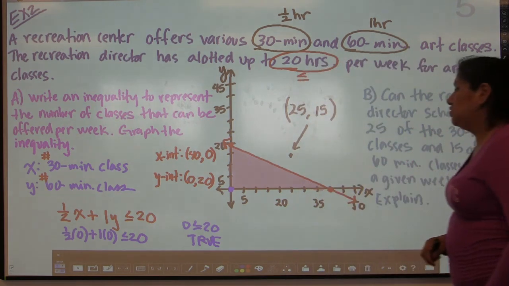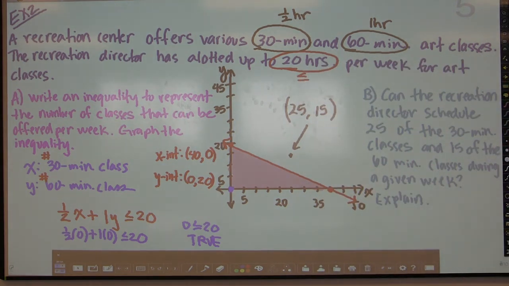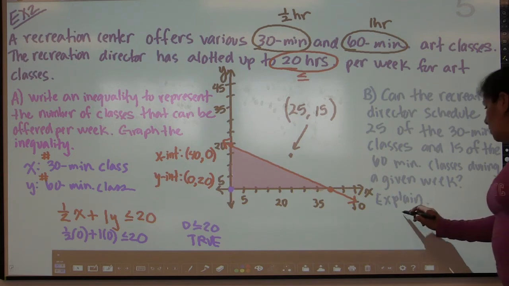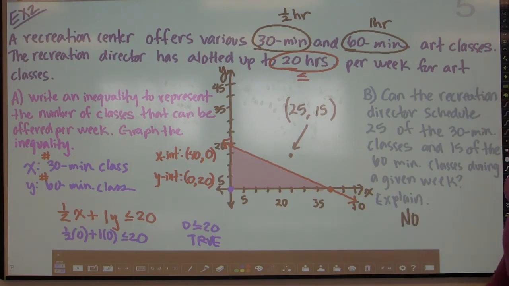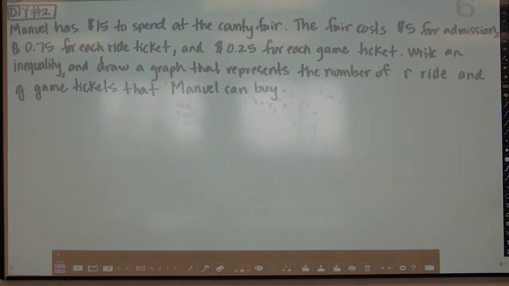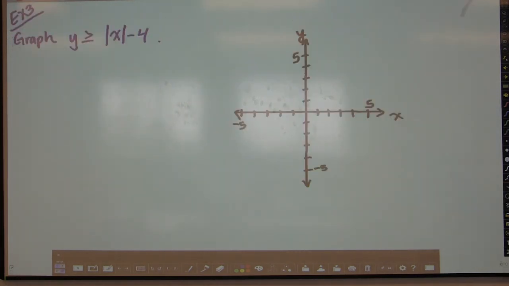And since this solution point is not within the region that we just graphed, then the answer here is no. Alrighty? And that's how you do that, little guys. So now we have an example for you to try. And then we're going to go to our last example, which is absolute value.